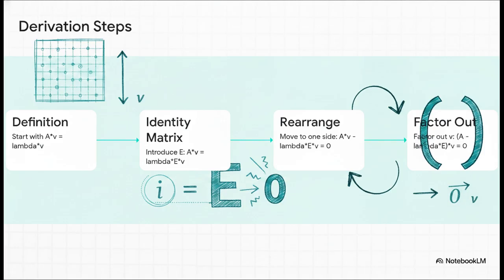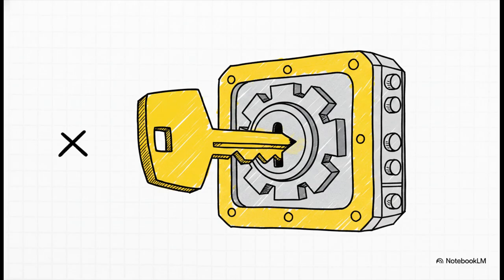We factor out that V, which gives us our foundational linear system. You absolutely need to lock this final equation into your memory. Parentheses, A minus lambda E times V equals 0. Now here is the absolute crucial point. We have a matrix times a vector V equaling 0. If that matrix is invertible, the only solution is V equals the 0 vector. And, well, a 0 vector tells us absolutely nothing about our principal axes. It's just what we call the trivial solution.